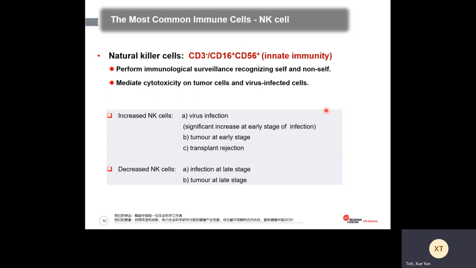Unlike CD8 T cytotoxic cells, they don't require prior priming and activation to initiate killing. This is the reason why they are named natural killers. Due to their rapid response, we can observe an increase of these cells in the early stage of an infection.